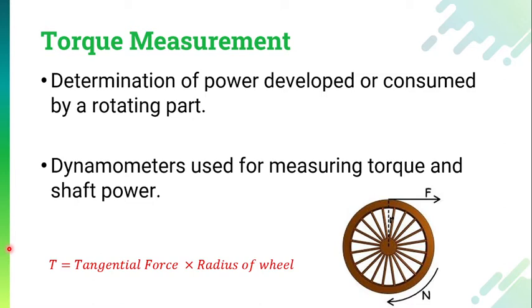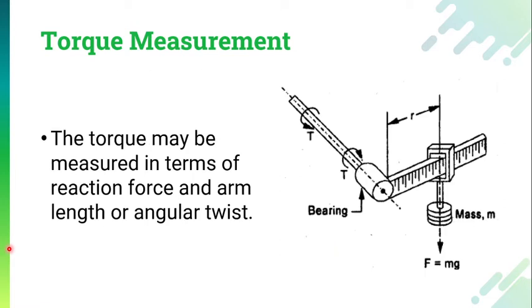To identify that power, in most cases we use dynamometers. Dynamometers are one of the most common devices that help us to measure torque or power. So let us start with how torque is measured using dynamometers. In this particular figure you can observe that this is a shaft which is rotating.